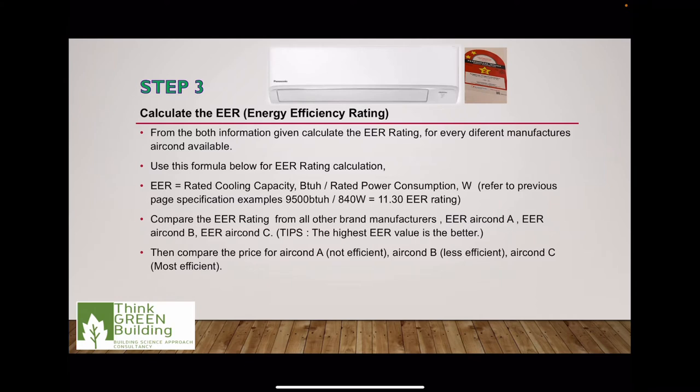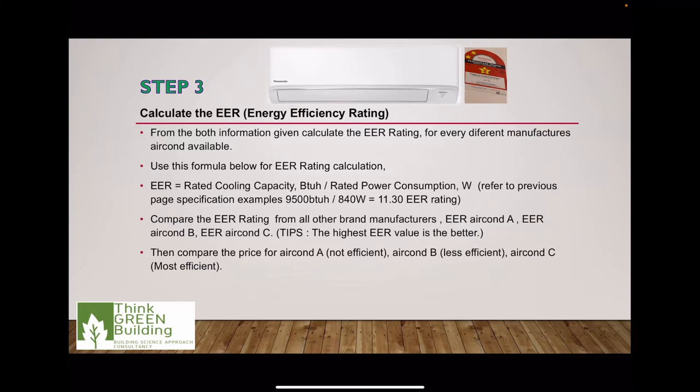So the formula is: EER rating equals rated cooling capacity in BTU per hour divided by rated power consumption in watt. You can refer to the previous specification example, where the cooling capacity rate is 9,500 BTU per hour divided by 840 watt, equal to 11.30 EER rating. Okay, remember that. That is one example for one aircon.